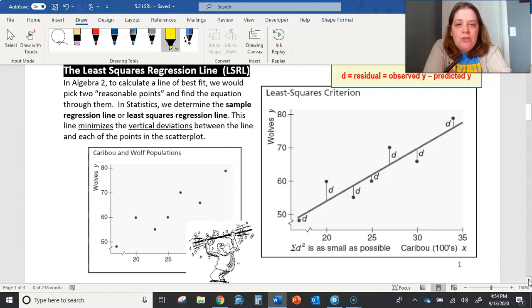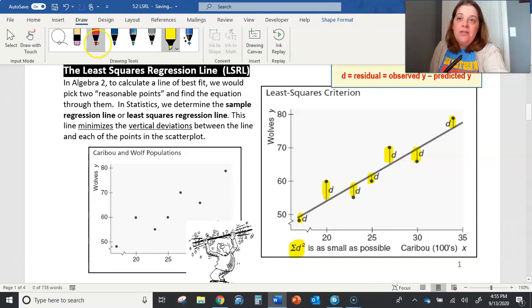What we're trying to do is minimize the distances between the actual data values and the line itself. So what is the minimal distance right there? We want the sum of the squares of those numbers to be as small as possible. The line that makes that sum as small as possible is the least squares regression line, abbreviated LSRL.